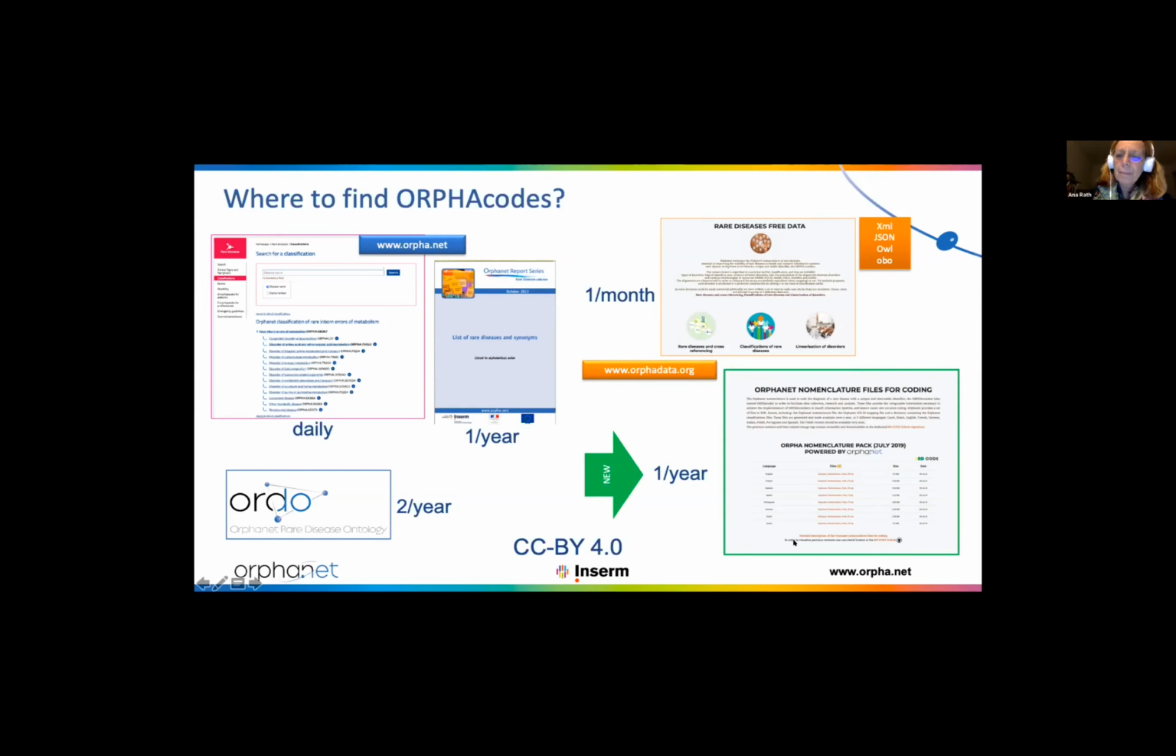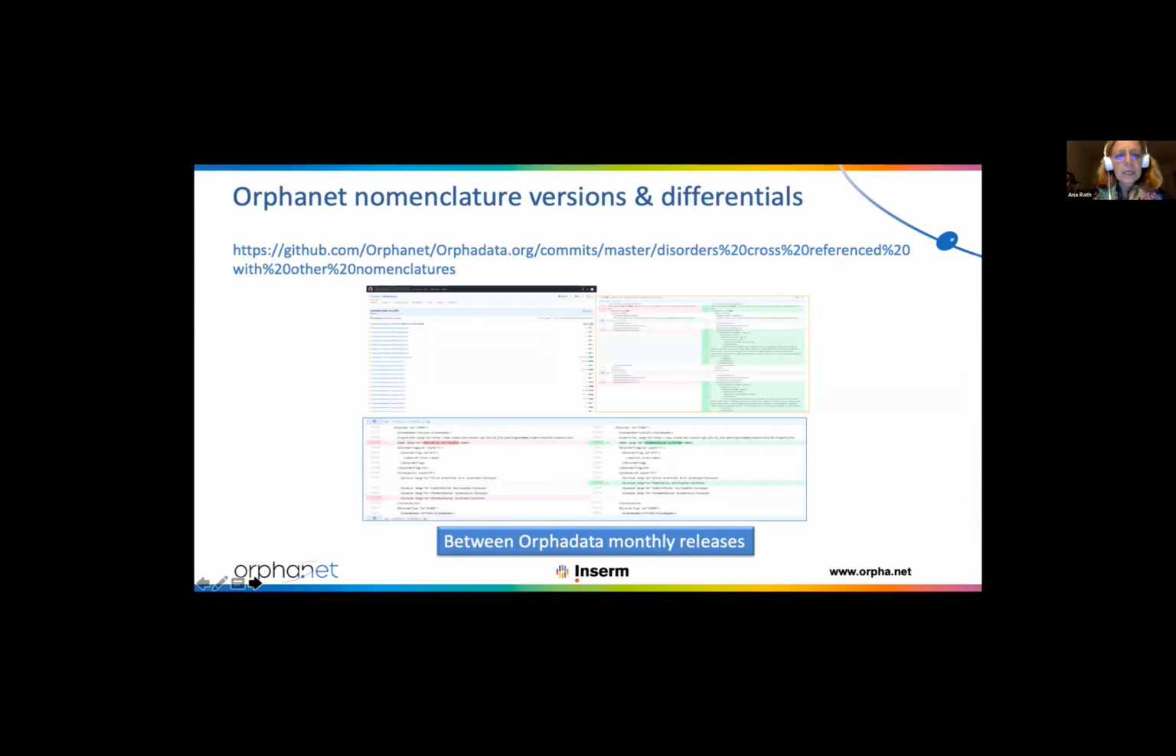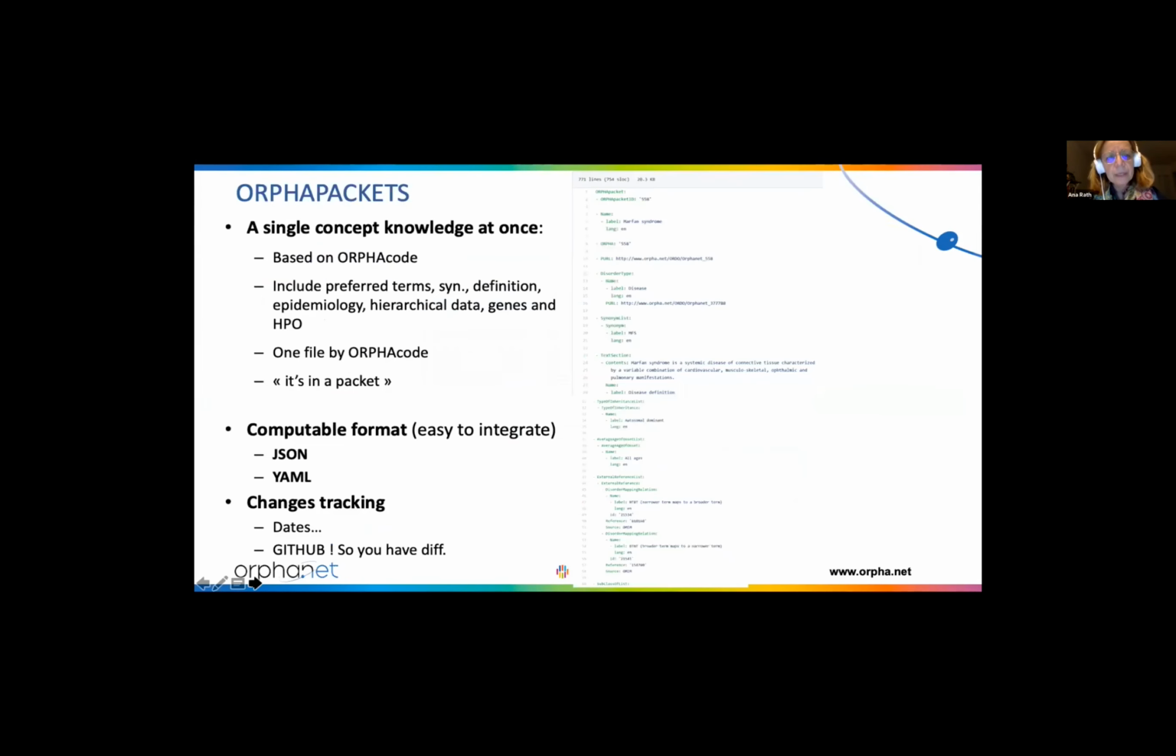And then we have a specific pack for the codification in countries, in which the recommendation that was set up by the RD Action is that the nomenclature is released once a year in July. And of course, the ontology of rare diseases. Then we have a GitHub in which you can have the monthly versions of the nomenclature with the differentials, and a series of other formats like the ORFA packets, in which you have for each ORFA code all the data that is related to that.